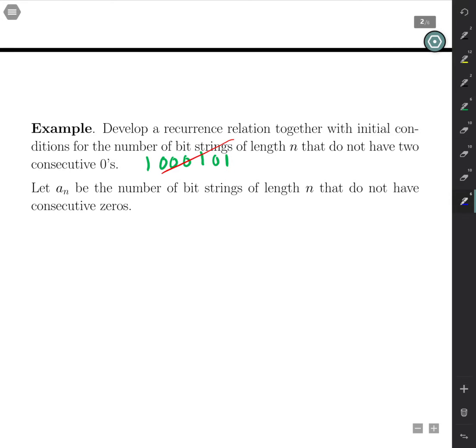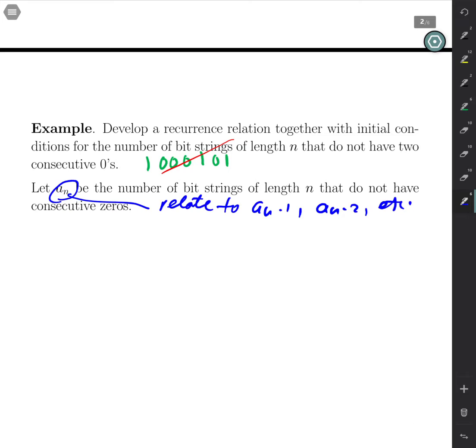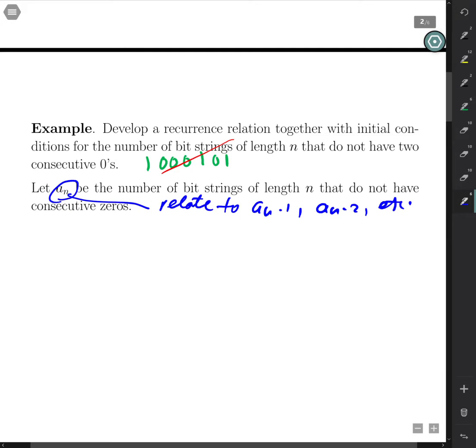And what we're going to do is try to figure out how this relates to a_{n-1}, a_{n-2}, etc., whatever we need. So a nice way to do this, and this is something that we'll do many times actually, is to say, well, let's figure out if we take a_n, so we have n of them, let's just figure out what the starting bit is, or the starting bits. It could start with a 1 or a 0, and we'll consider those two cases separately.